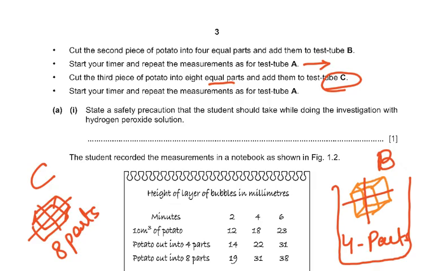State a safety precaution that the student should take while doing this investigation with hydrogen peroxide. Wear goggles, or you can say wear gloves. Any of these was correct, and you could have written this: wear eye protection, safety spectacles, gloves, or wear goggles.